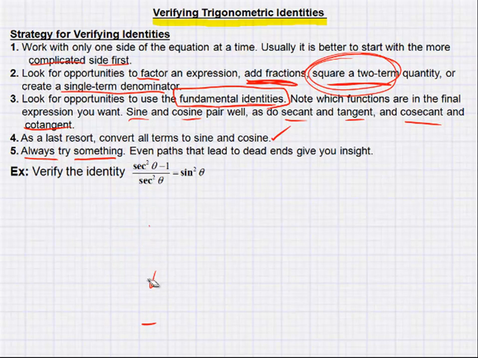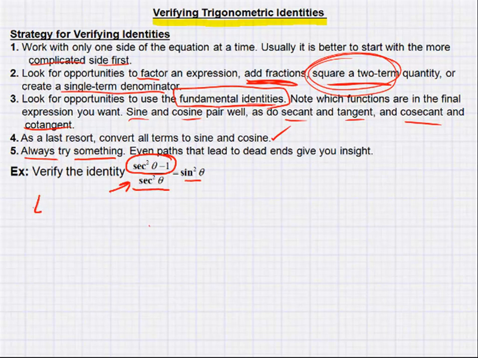So I want to verify that secant squared theta minus 1 over secant squared theta equals sine squared theta. To verify that, the easiest thing to do would be to turn this side into this side. So I'm going to start here. And I'm going to just say, what can I possibly do? And there's multiple ways to attack this problem. One thing I would say is, this should stick out to me. Secant squared minus 1. I should be thinking Pythagorean identities.